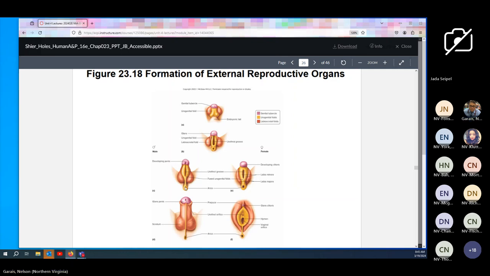Okay. So the big thing here for Thursday's exam: homolog for male and female, think penis and clitoris. They're homologs of each other, right? Because they both were the same thing when we all started.